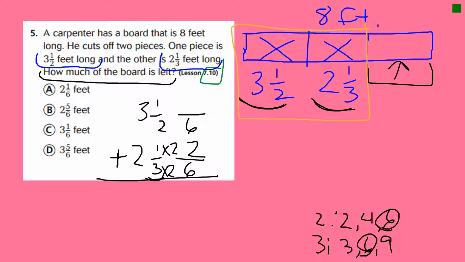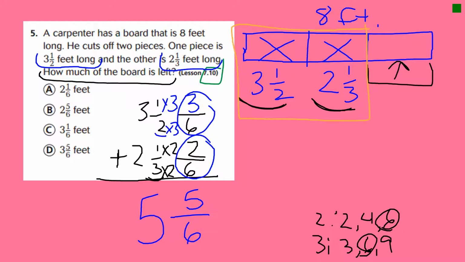And then up here, 2 to 6, well, it is a multiple. 2 times 3 is 6. 1 times 3 is 3. So now I'm going to add the fractions 3/6 and 2/6, which gets me 5/6. And then I'm going to add up those whole numbers. 3 plus 2 is 5. So the carpenter cut off 5 5/6 feet. So now I have to subtract that from 8 feet and see what I have left.